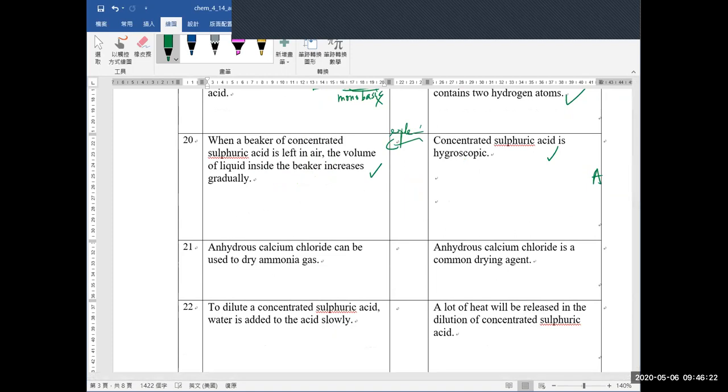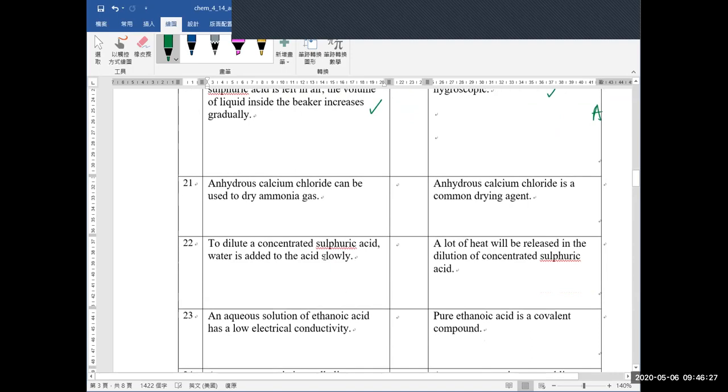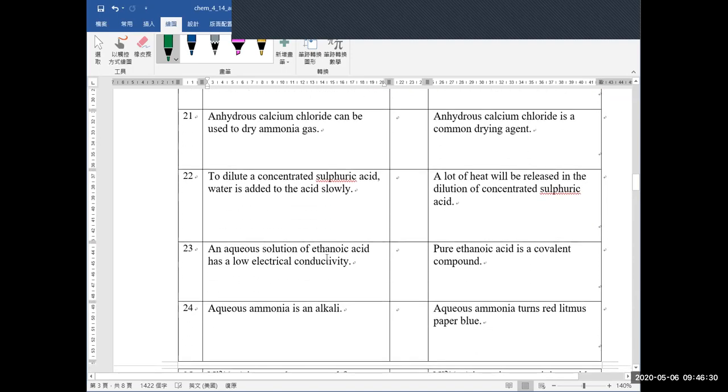21. Which students are there who can choose? Is it Paul Gaho? 21. Anhydrous calcium chloride can be used to dry ammonia gas. Anhydrous calcium chloride is a common drying agent. Hong Gao. Where are you, Hong Gao? See. Why? Why not? Why can anhydrous calcium chloride not be used to dry ammonia gas?